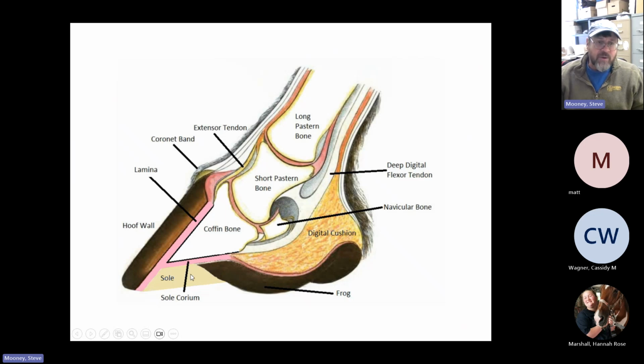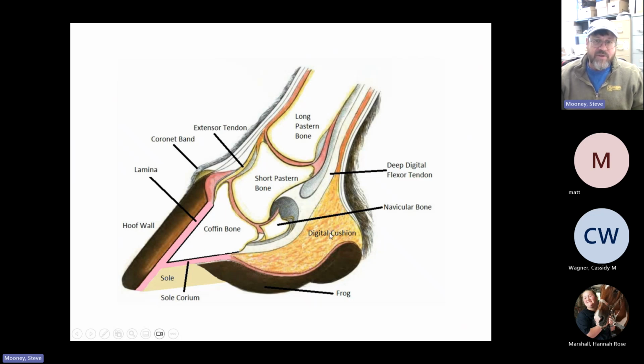So we need building blocks, amino acids, energy, carbohydrates, fat to run that process. So we lay down that sole. So we don't want to compress or have problems there. That's going to cause problems.